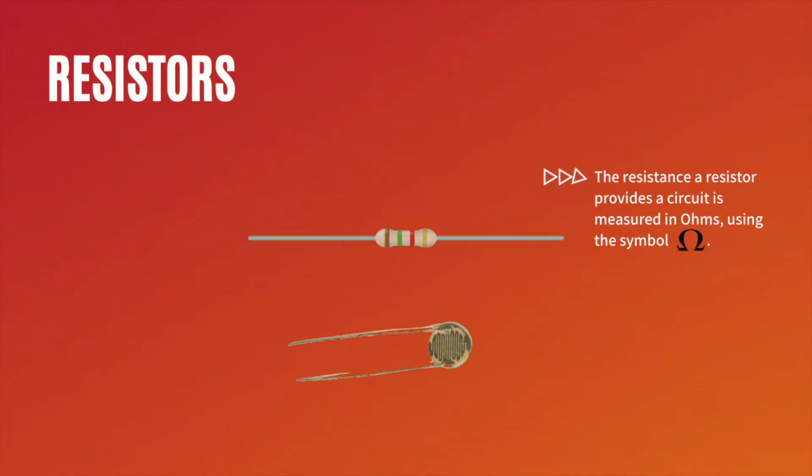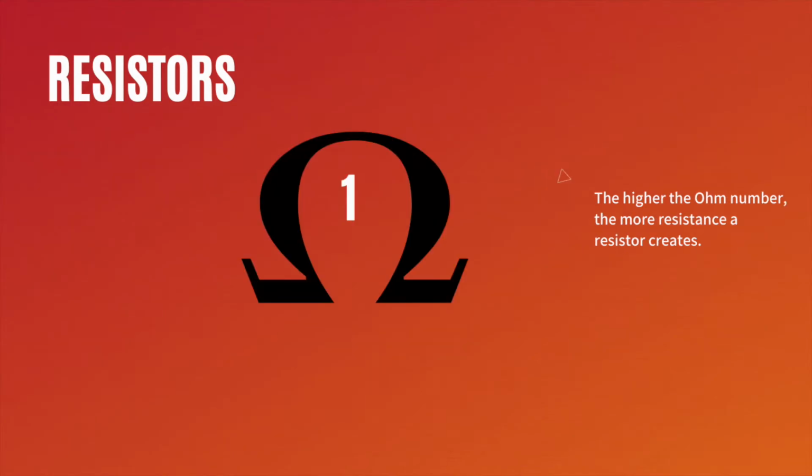The resistance a resistor provides a circuit is measured in ohms, using the symbol Ω. The higher the ohm number, the more resistance a resistor creates.